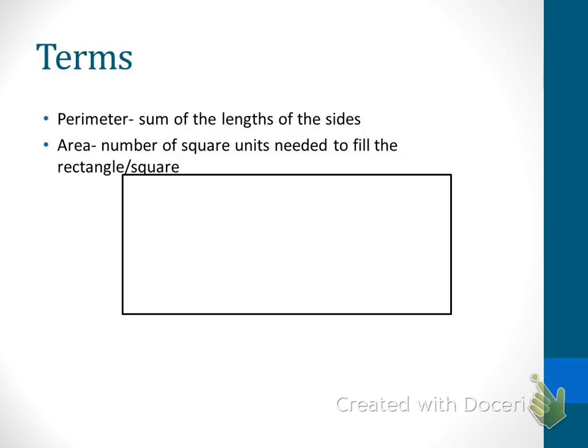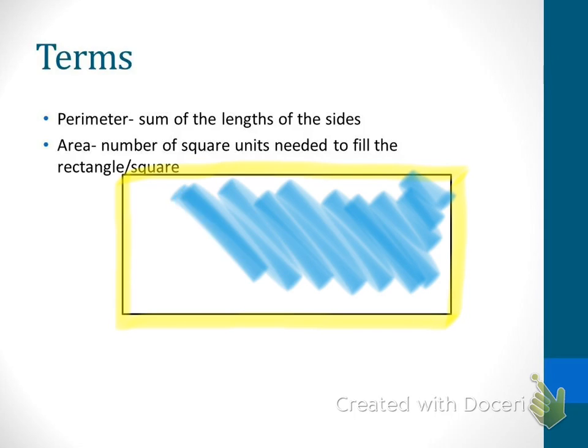The perimeter is the distance around the figure. The area is the amount of space that it takes to fill up a figure. So the area is what you see in blue. The perimeter is what you see in yellow around the figure. Okay? You need to know the difference.